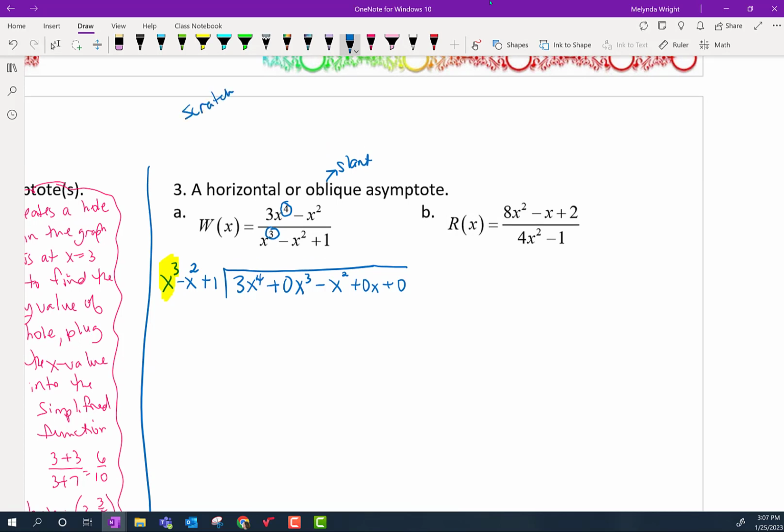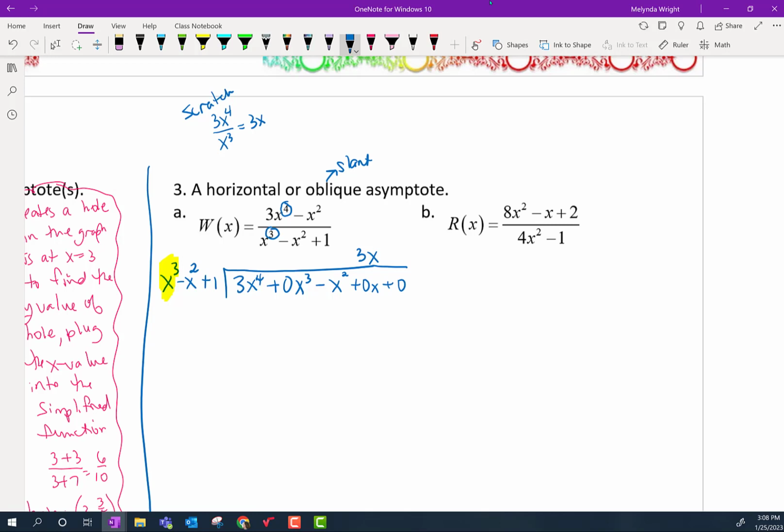So this is scratch work. Basically what I'm doing is I'm taking 3x to the 4th and I'm dividing it by x cubed. That's basically what I'm doing when I'm dividing. So we simplify that. 3 divided by 1 is 3. And x to the 4th divided by x cubed is x. So this is equal to 3x. Right? That's my scratch work.